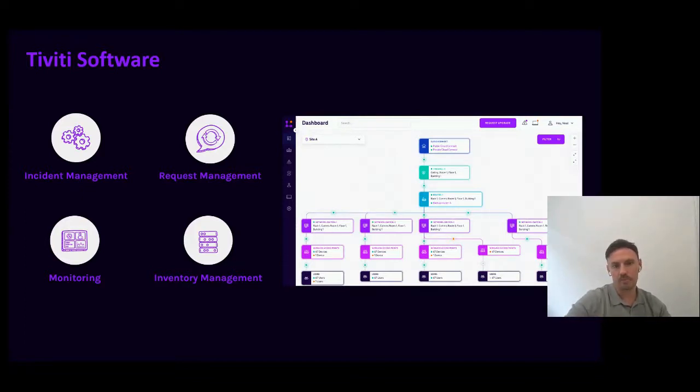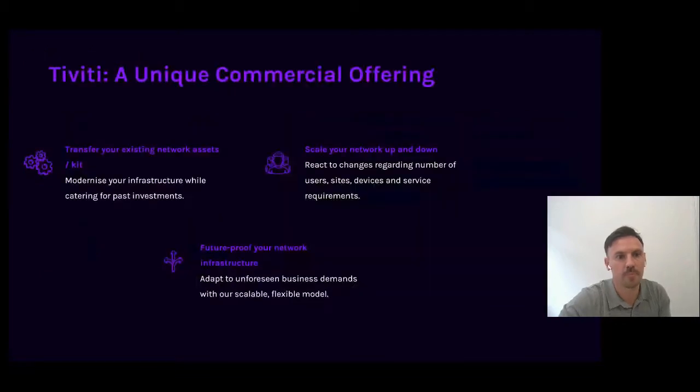And then inventory management, so every single device is clearly laid out exactly where it is on the network and what it's connected to. I think there are demos we can do of the software, and as a follow-up, I would suggest anyone that is interested in a little bit more about Tivity and how we can help specifically within social housing, we can set those demos up, no problem. And then just finally on the commercial offering that we talked about.